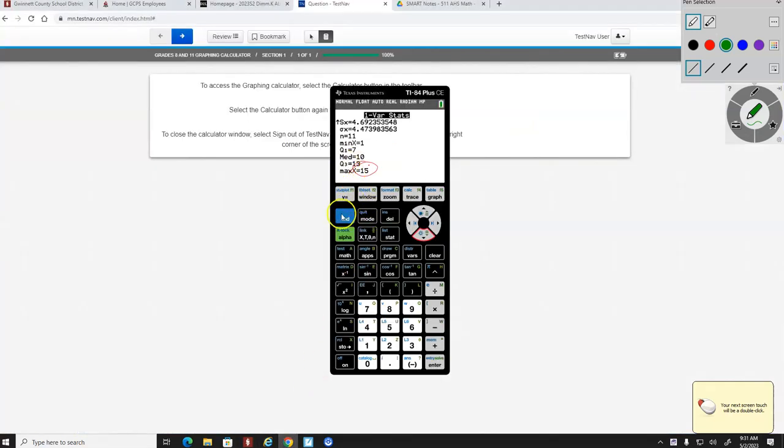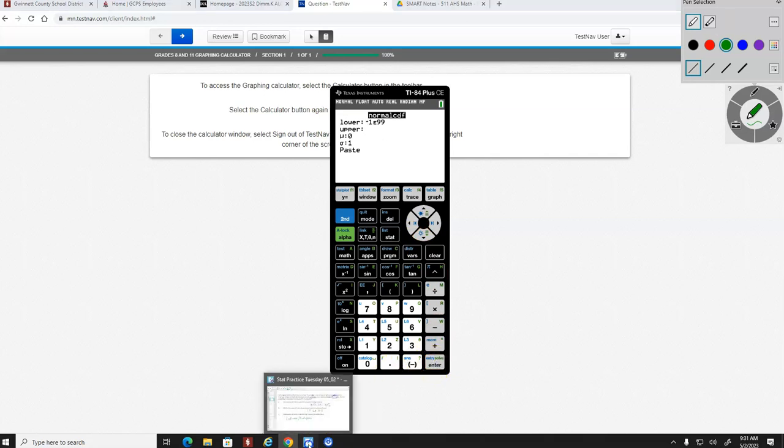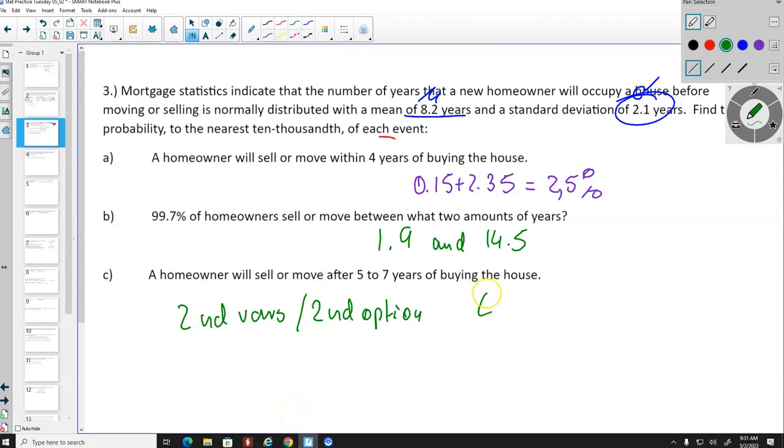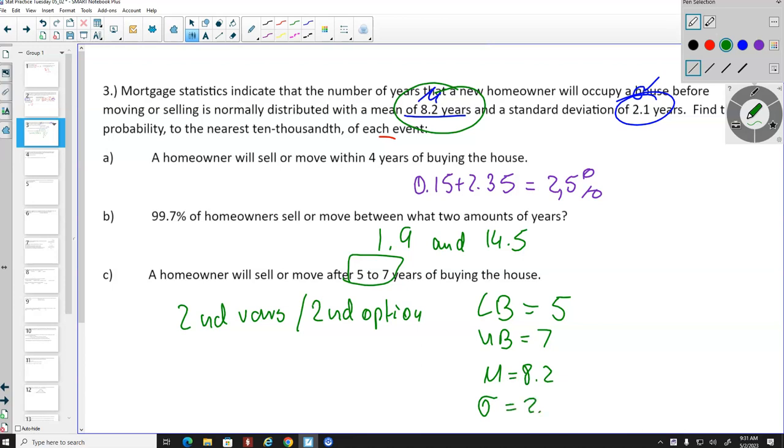Alright, so remember, we're going to use second vars, second option, which is normal CDF, enter. Now we have a lower bound, upper bound, mu, and standard deviation. So going back to here, lower bound, upper bound, mu, and standard deviation. The lower bound, of course, between 5 and 7. 5 will be our lower bound, 7 will be our upper bound. Our mu was given to us as 8.2, and our standard deviation was 2.1.